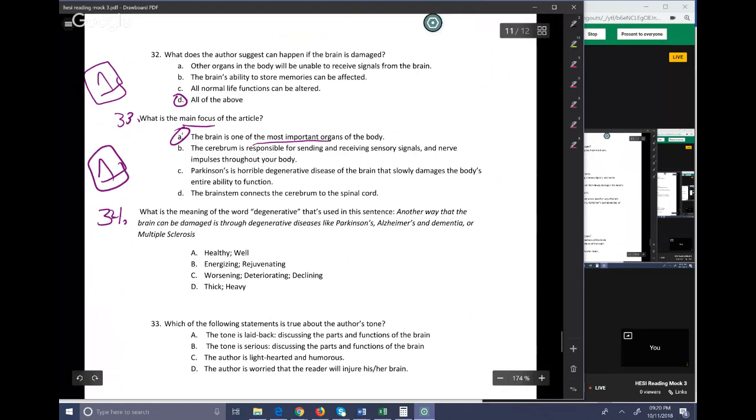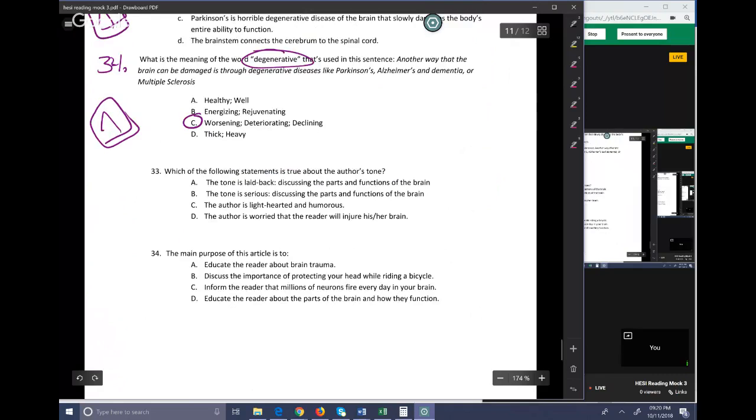What should be question 34 is, what is the meaning of the word degenerative? I again said reading 1 would be where you would get this. Worsening, deteriorating, or declining. If you had trouble with this, degenerative is a very common word used in healthcare because it describes a lot of disease types. Most of you probably are familiar with that. So that would be a word that you would want to know the meaning of.